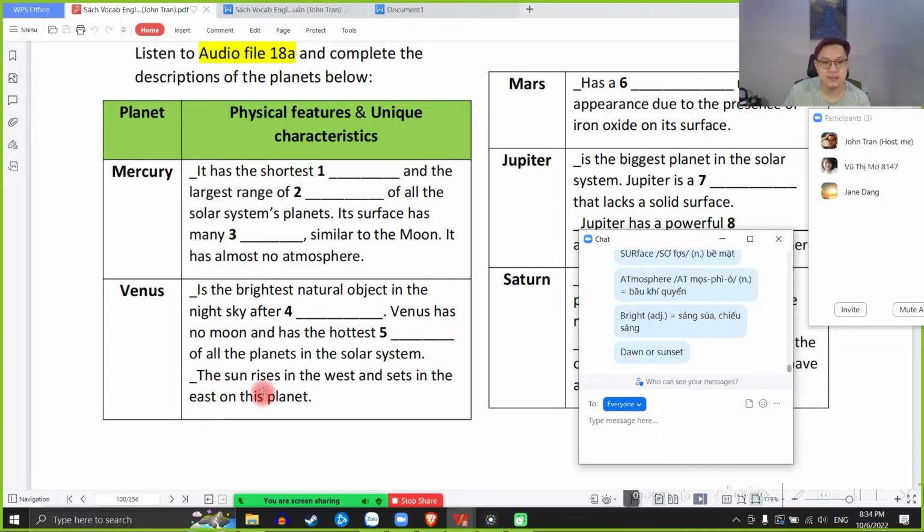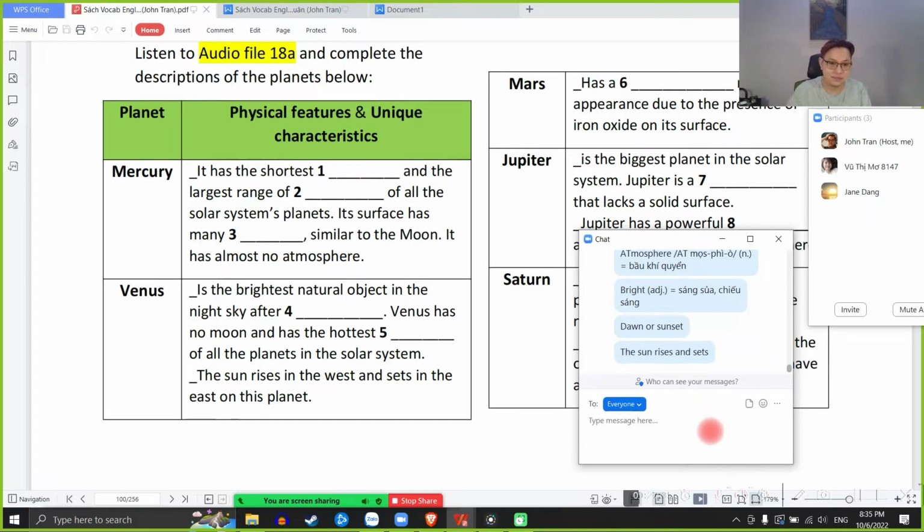The sun rises in the west and sets in the east of this planet. Mặt trời mọc ở phía tây và nó lặn ở phía đông của hành tinh này. Nó ngược lại trái đất. So it's the opposite of the earth. So the sun rises and sets. Mặt trời mọc và lặn.